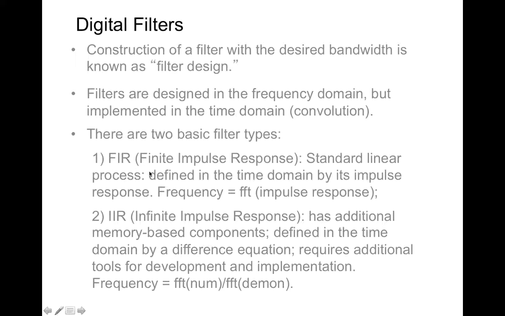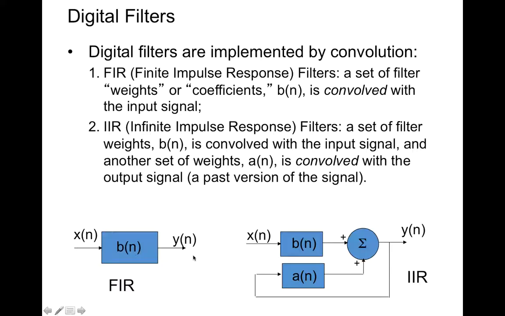Finite impulse response, or FIR, filters are basically filters that depend on previous and present values of the signal. So it's a standard linear process. It's defined in the time domain by an impulse response, and the frequency response can be found by taking the FFT of the impulse response. An infinite impulse response filter has some additional memory-based components. It's defined in the time domain by a difference equation, and it requires some additional tools to implement it. Basically, the frequency response is characterized by taking the FFT of a numerator and a denominator.